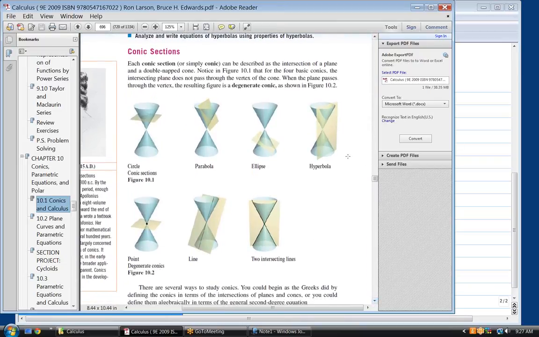Okay. The top four are non-degenerative conics. In other words, that's how we get our circle, that's how we get our parabola, that's how we get an ellipse, and that's how we get a hyperbola. Remember, we're intersecting these things with a plane. Oh, I think I see. Now, the degenerative conic, we get just the point.